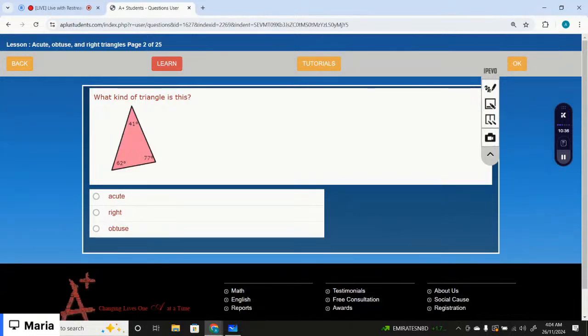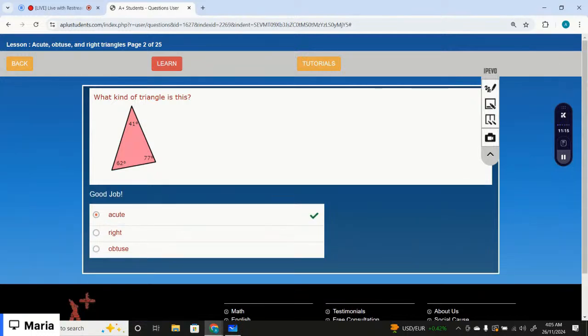What kind of triangle is this? 41, 77 and 62 degrees. So which is the correct option? All the angles are less than 90 degrees, right? So that is an acute triangle. When all of the angles measure less than 90°, then that is an acute triangle. So the correct option is acute triangle.